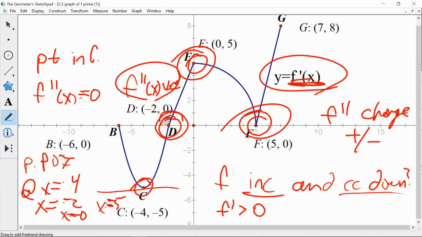So there's a quick summary. I hope that's helpful in answering the question, can a function be both increasing and concave down? And hopefully you can unequivocally say absolutely.